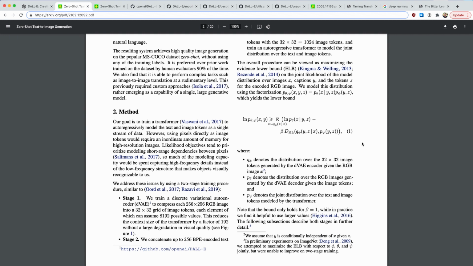Yep. So we have two steps. We have to train our discrete VAE, and then step 2, we have to train the transformer. So should we go into section 2.1 and talk about the VAE?